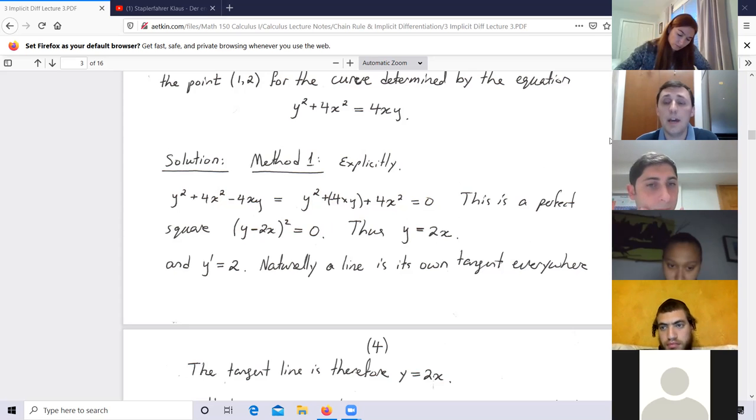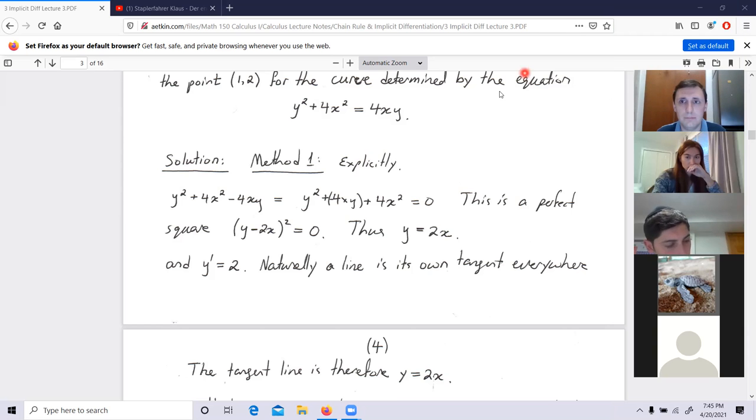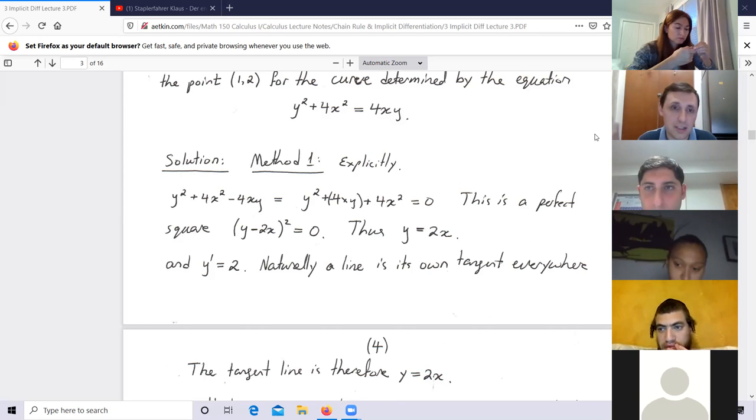It's just a line. And therefore, slope everywhere is what number? What's the slope everywhere? Guys, what's the tangent line at (1, 2)? What's the tangent line, please? No, that's the slope. The tangent line is 2x. What's the tangent line to a line? It's the same line. Nothing needs to be done whatsoever.